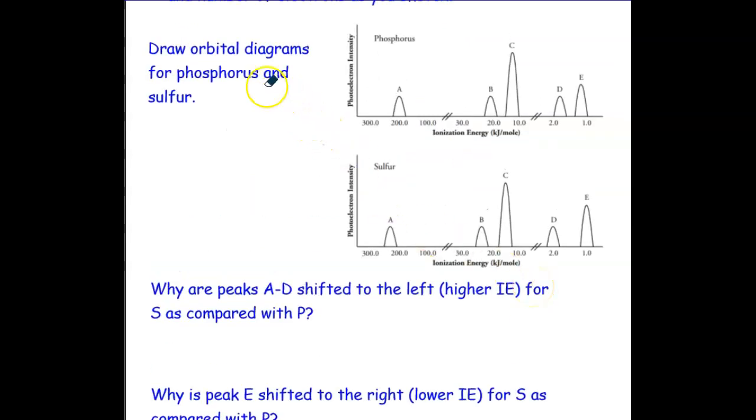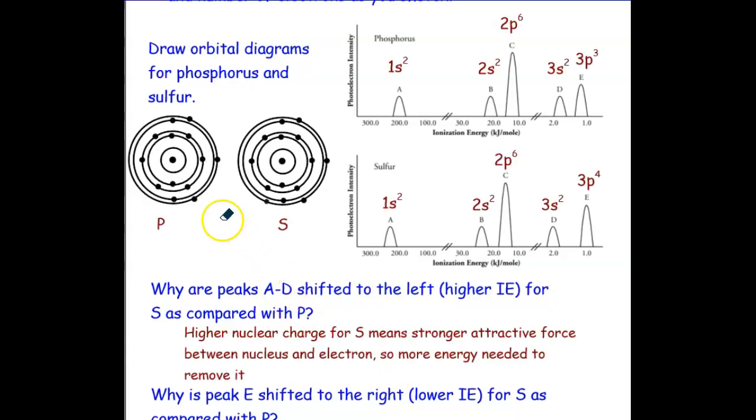Now try to draw these orbital diagrams and answer the 2 questions that follow. Pause the video and start again when ready. Here are my orbital diagrams. Also, I've labeled each peak with the energy level, subshell, and number of electrons.